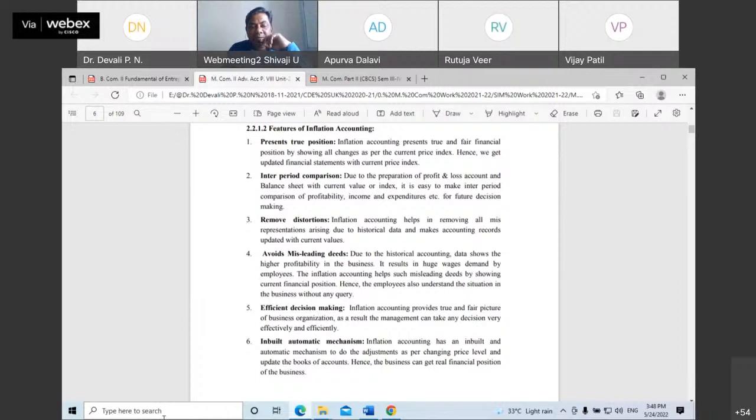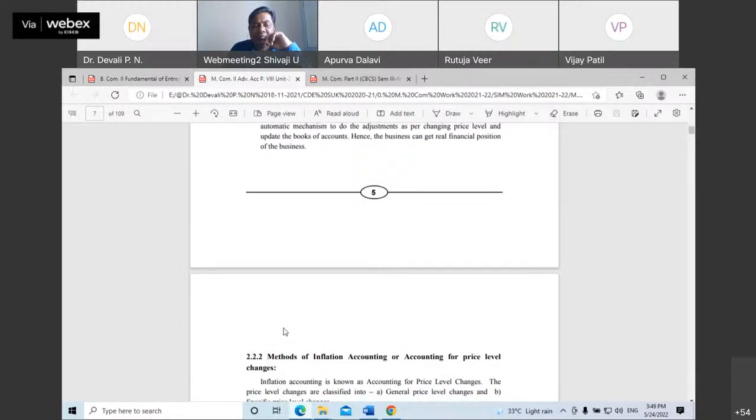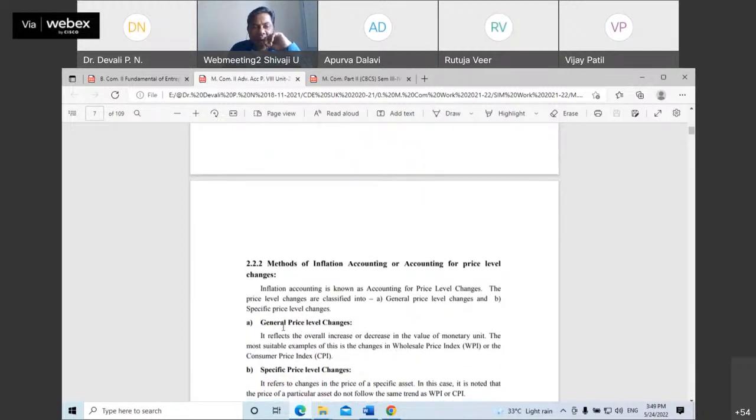Another point is the inbuilt automatic mechanism. Inflation accounting has an inbuilt automatic mechanism to do the adjustments as per the changes in the price level, and according to that, we can update our books of accounts. So for getting such a financial position, we get such automation, and that is why it is one of the parts of our inflation accounting.